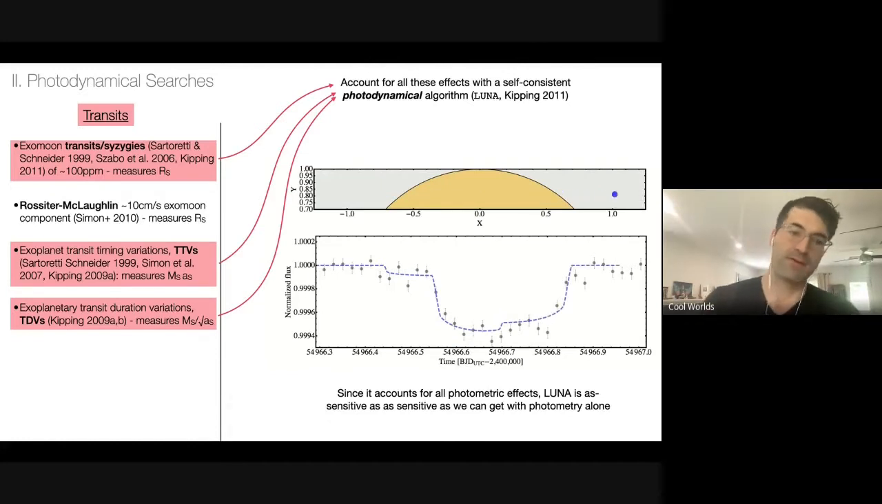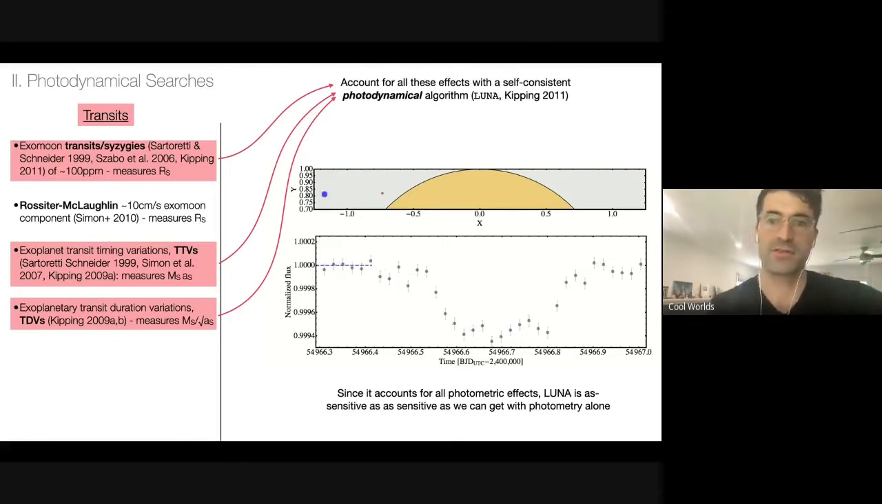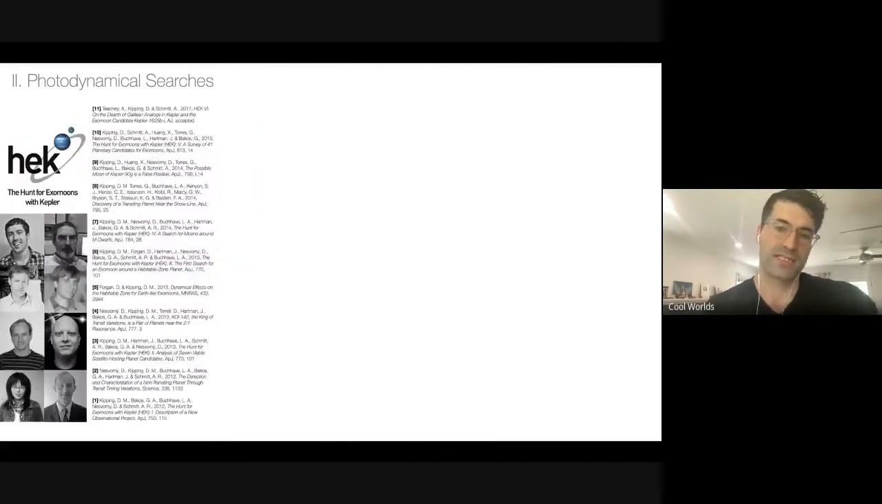The TDV effect is maybe 1.5 sigma. So you have these small effects. And if you really want to detect an exomoon, you really need to add them all together in a self-consistent way. That's going to maximize your chances of detection. So that's what we call a photodynamical algorithm, one that models everything self-consistently.